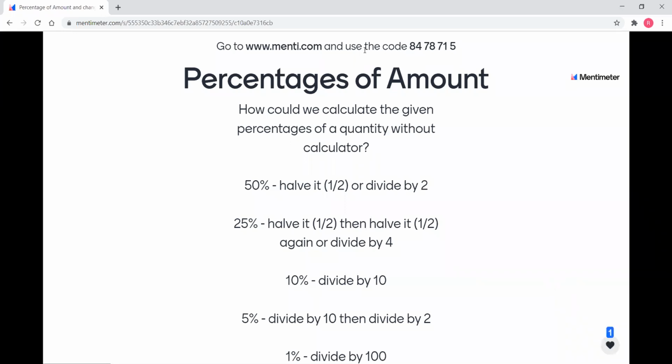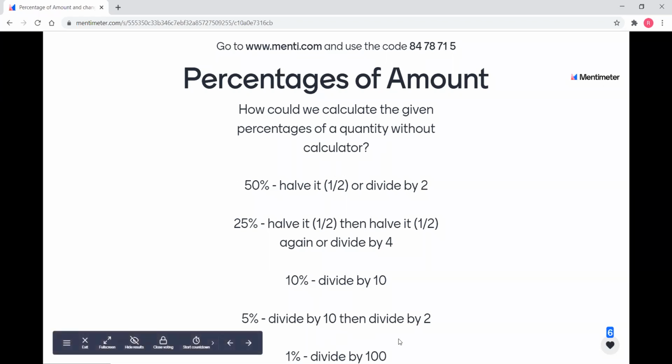So how could we calculate the given percentage of a quantity without using a calculator? So we have 50%, or you can halve it, or one half, or divide it by two. So the 25%, half it, one half, then half it again, or you divide it by four. And the next one is 10%. So you divide it by 10, or you can use a decimal with this. You move one decimal to the left. And then 5% is divided by 10, then divided by two, or half it. And then 1% is divided by 100.